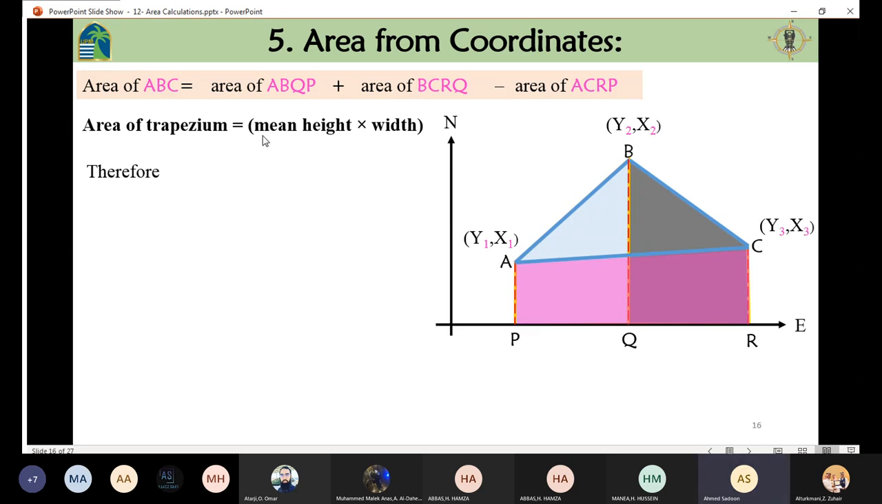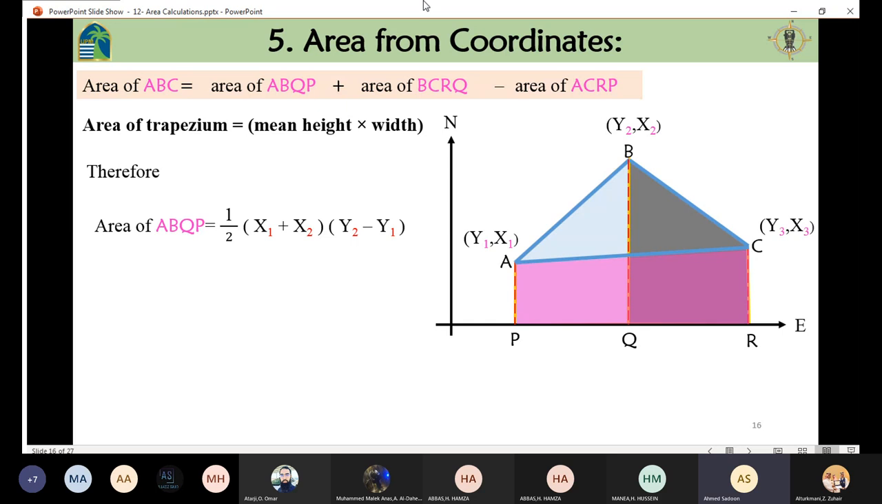Now, what about the mean height? The distance from here to here is x1, and the distance from here to here is x2. This one is the first offset, and this one is the second offset. The mean height will be (x1 plus x2) over 2. So the area of the trapezoid ABQP will be 1 over 2 times (x1 plus x2) times (y2 minus y1). The first part represents the mean height, and y2 minus y1 represents the width.